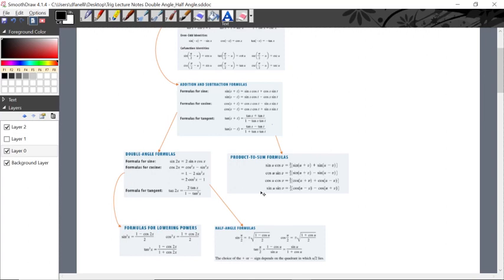Now, the product to sum formulas are not formulas that I'm going to be testing you on whether you have them memorized, but they certainly provide good examples for us to be able to prove identities. So we'll go over one of those in this video. Just pick one of these out of the list and say prove that it is true as an identity, because that's also an objective for this course, to be able to prove identities.